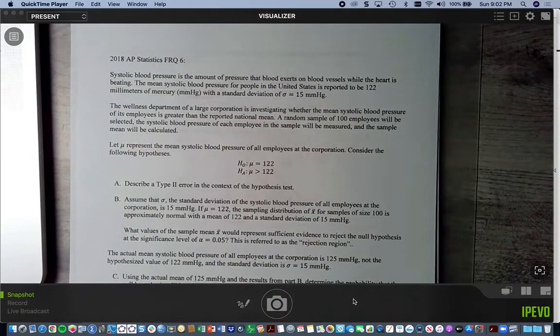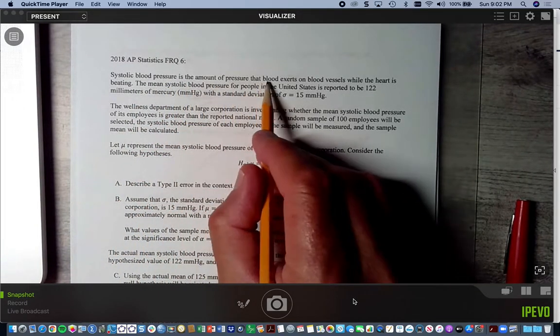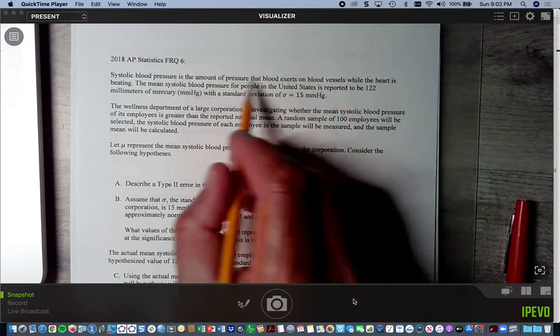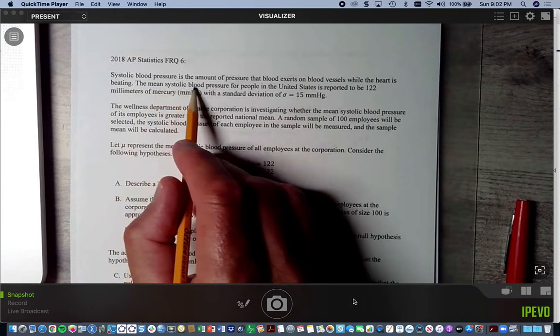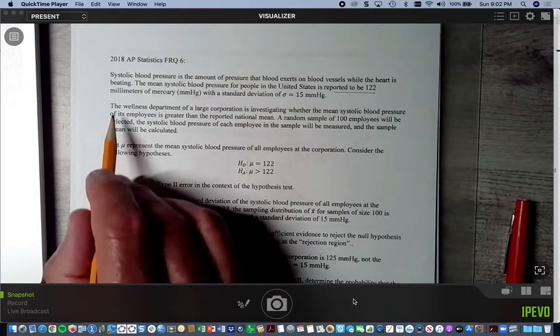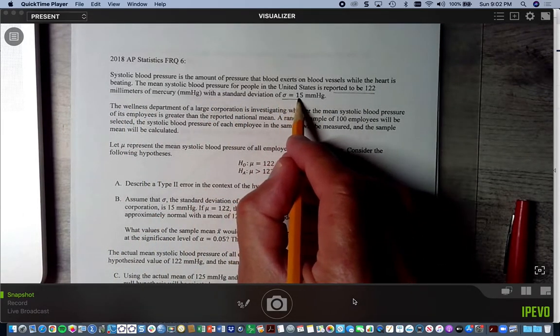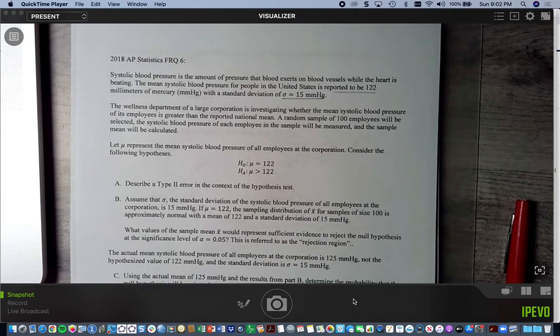Okay, so for this problem, this is about systolic blood pressure, the amount of pressure the blood exerts on blood vessels while the heart is beating. The mean systolic blood pressure for people in the United States is reported to be 122 millimeters of mercury. And the standard deviation, we're going to assume that we know, is 15.